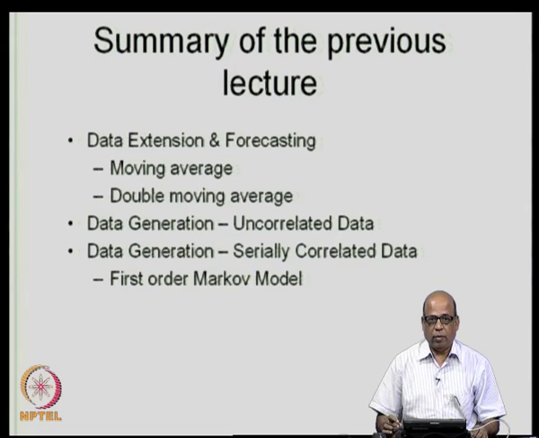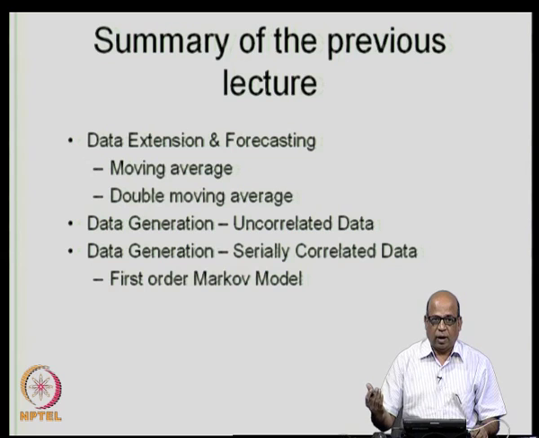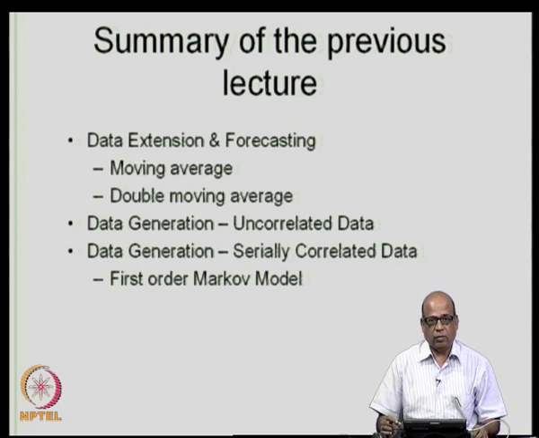And in the double moving average, what do we do? We take the moving average of the first order and then take the averages of the moving averages themselves in a fixed time window. And we discussed the example of moving average of order 3 and moving average of order 3 by 3 into 3, that is the second order moving averages, again also of order 3.